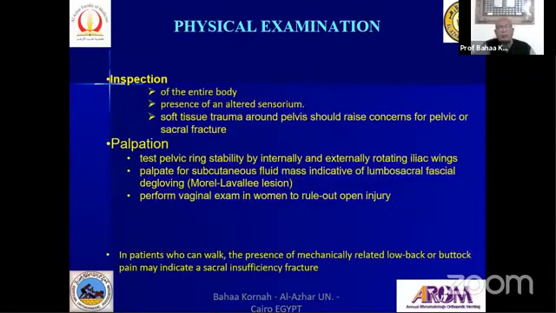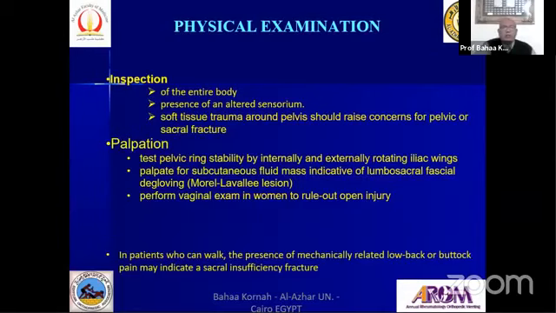How to inspect this patient? The entire body must be examined. The presence of altered sensorium and soft tissue trauma around the pelvis should raise concern of a pelvic or sacral fracture. Remember, one of the actors presented with only a complaint of diminished sensation, and by this way they discovered that she had a fractured sacrum.